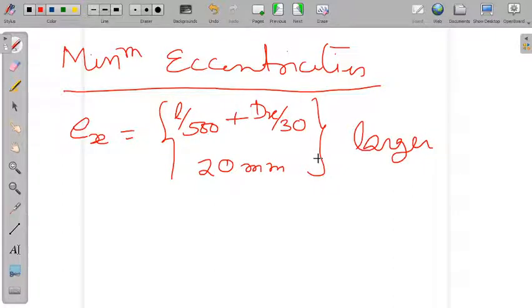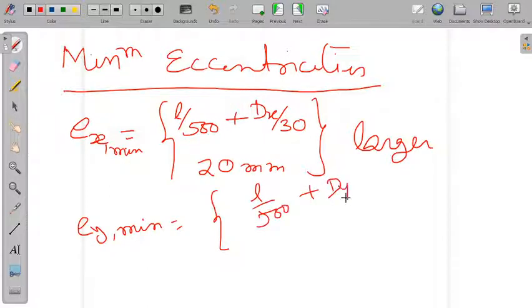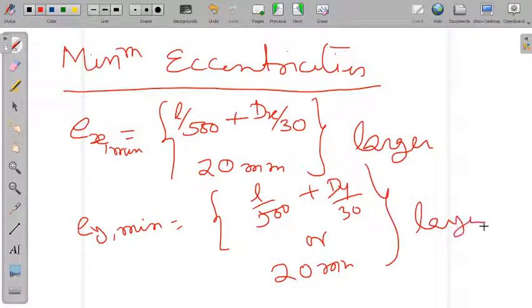Eccentricity in x, again I am reading, a column shall be designed for a minimum eccentricity equal to the unsupported length of column divided by 500 plus lateral dimension by 30, subject to a minimum of 20 mm. So out of these two, whichever is larger, that will be the minimum eccentricity, basically Ex, minimum eccentricity in x direction. Similarly, minimum eccentricity in y direction will be equal to L by 500 plus dy by 30 or 20 mm, whichever is larger.